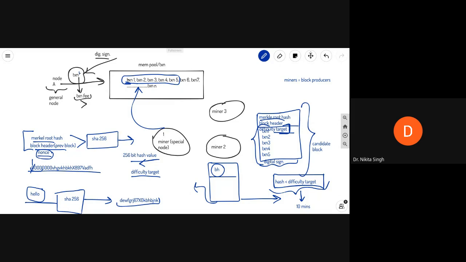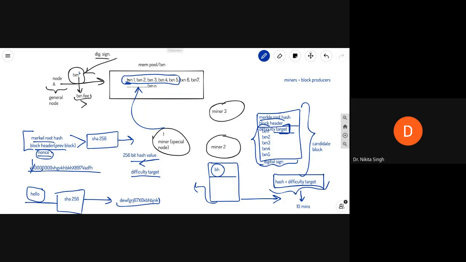The data that you are including as part of your block are the transactions that you want to include. You will include the hash of the previous block, your public key address, and a nonce. When a miner is successful in generating a block, it means that the hash of the block has a hash value which is less than the difficulty target.